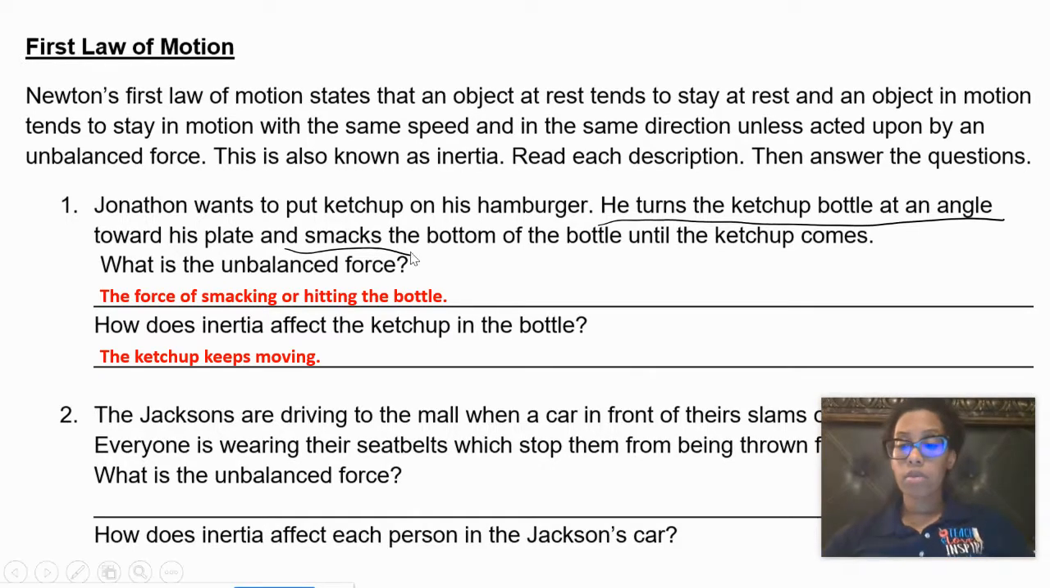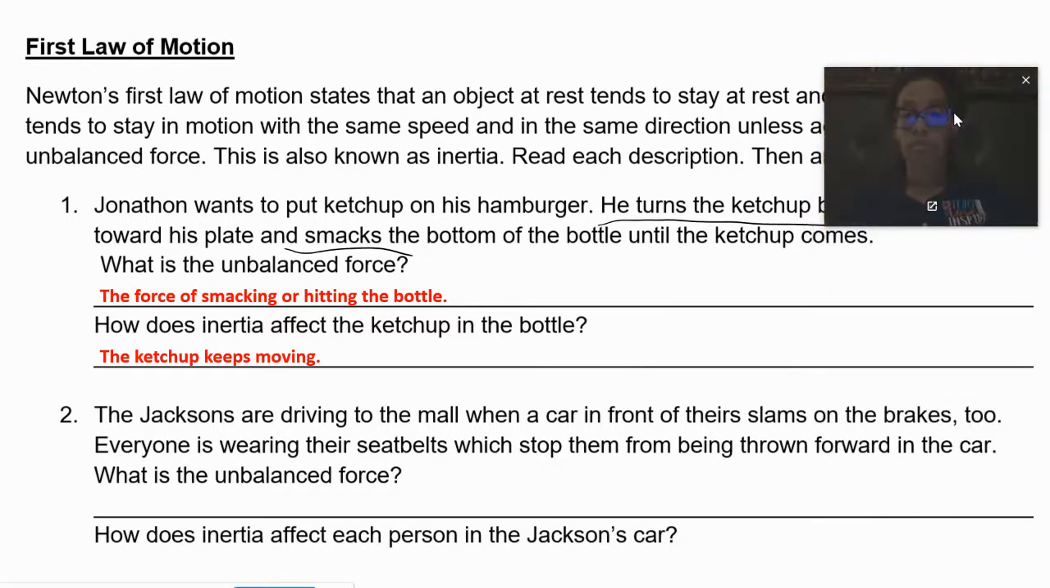Okay, gonna move this up. The Jacksons are driving to the mall when a car in front of theirs slams on brakes. So they're both slamming on brakes. The car slams on brakes in front of them, and then the Jacksons' car slams on brakes as well. Everyone is wearing their seatbelts, which stops them from being thrown forward in the car.